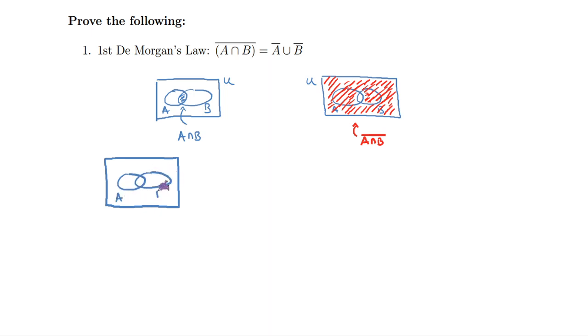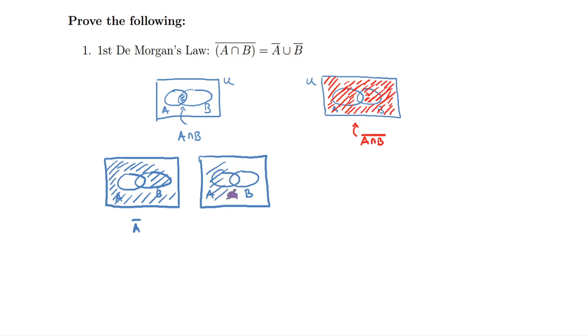Okay, so back over here. So we have A and we have B. Okay, so what would the complement of A look like? Well, that would be everything that's outside of A, right? So outside of A, outside of A, right? So this is the complement of A and the complement of B. Okay, everything outside of B.